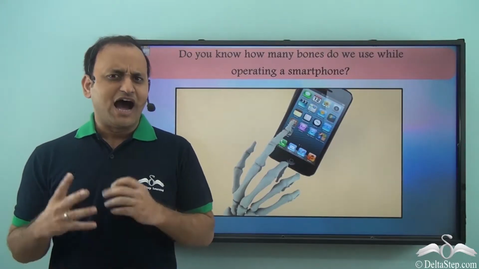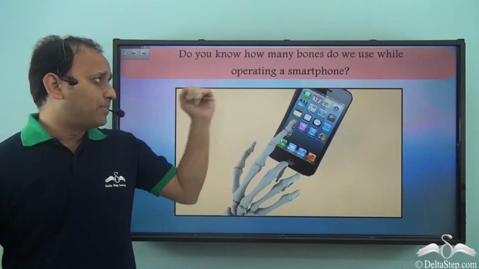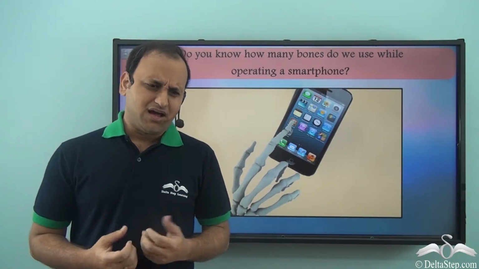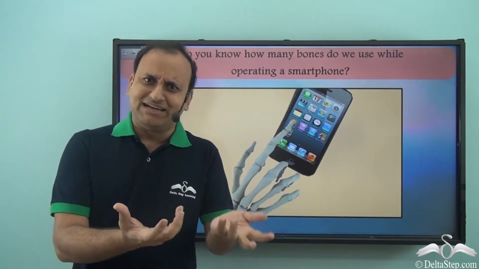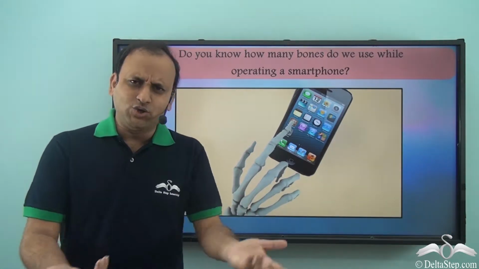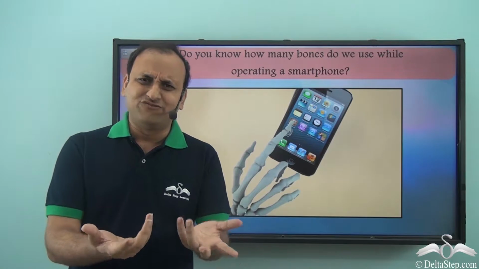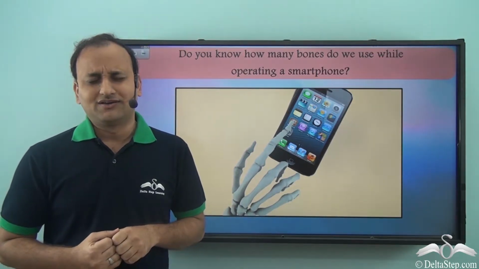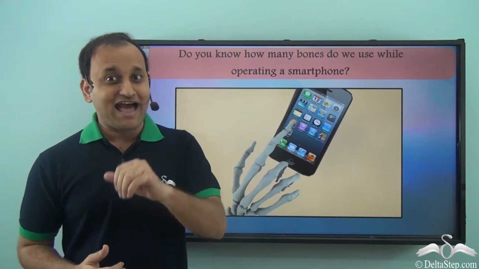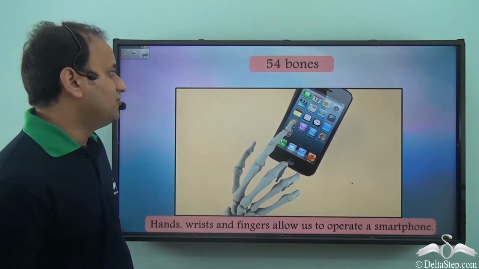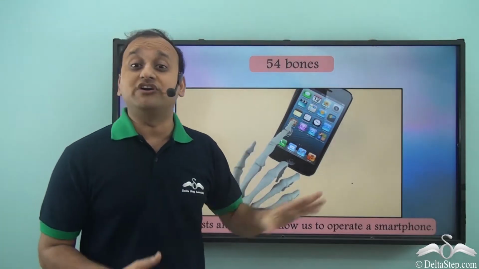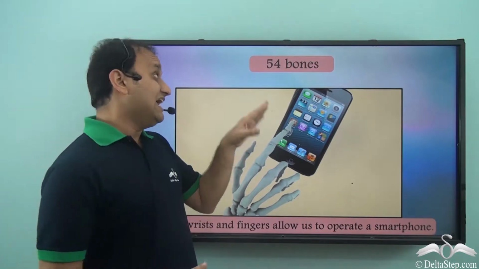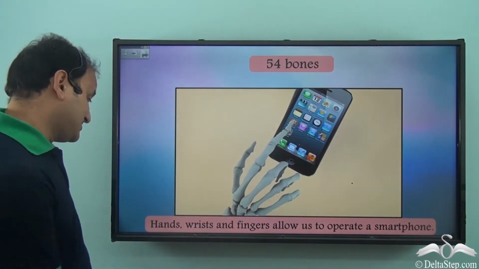What do you think? How many bones do we use while operating a smartphone? Well, how many can they be? I mean, 5 fingers, maybe 10 fingers at a time, and then 2 hands, maybe 10 to 15, max 20 bones, if that's the question. Well, not really. Actually, we use 54 different bones while operating a smartphone. So you see, 54 different bones.